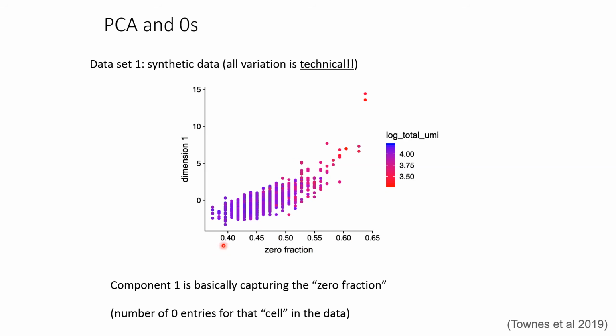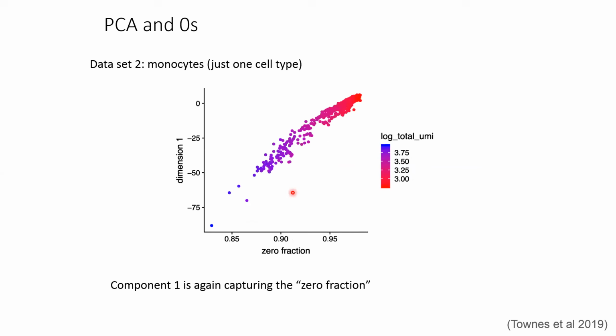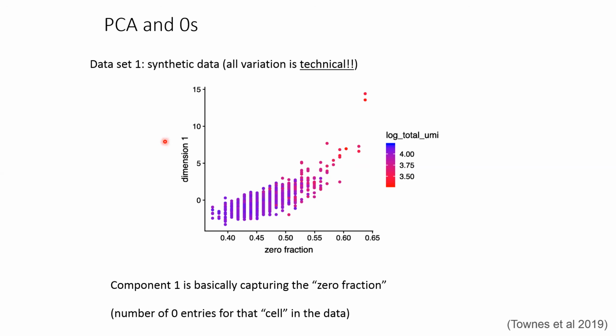And what you find is this trend where as the droplets have a greater fraction of zero counts, they fall on a higher position on the first PC. So what this means is that principal component 1 is essentially capturing the zero fraction of the data and separating the droplets based on how many zeros they have. And this is concerning because it raises the possibility that the standard dimensionality reduction pipeline is separating cells based on technical variation rather than biological variation.